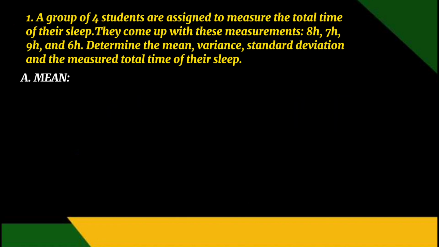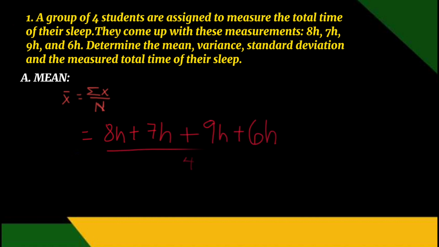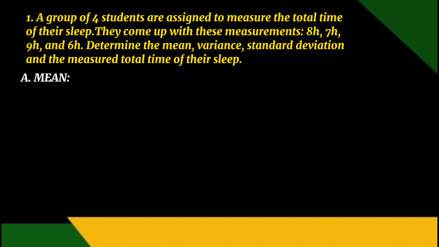Now let's answer this problem, starting by getting the mean, and this is the formula for the mean. To calculate the mean, we will add up all the values, which are 8 hours, 7 hours, 9 hours, and 6 hours, and divide it by the total number of values, which is 4, and our answer would be 7.5 hours. And now let's proceed to getting the variance.